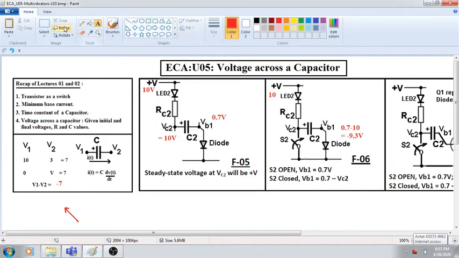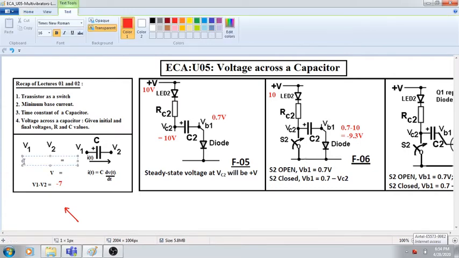Let us take one small exercise based on this one. Whatever may be the value, you must be able to calculate the new value by applying the same rule. We can take some other value here. Let us say the original value of V1 happens to be 8, and V2 happens to be 2. Then what is the difference? 8 minus 2 is 6 volts.